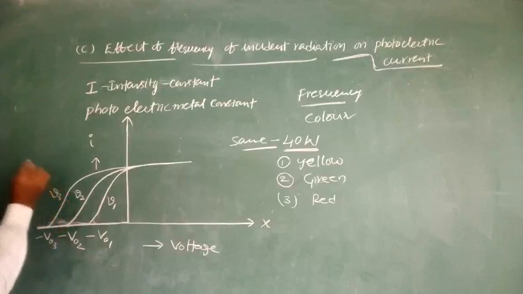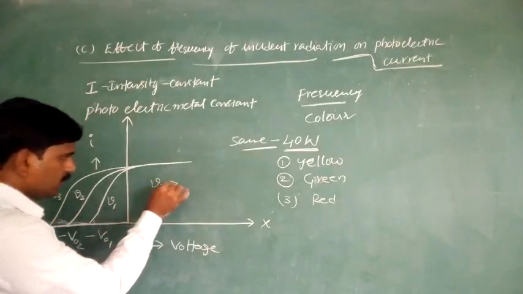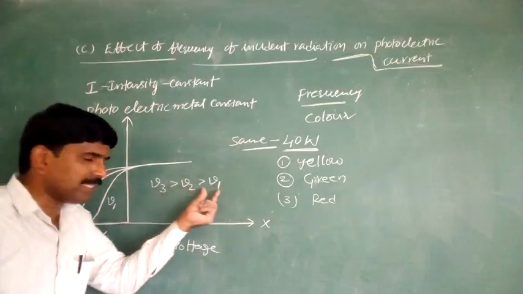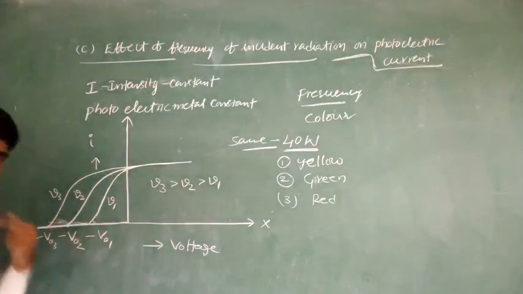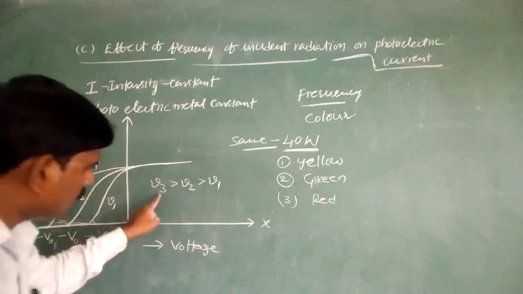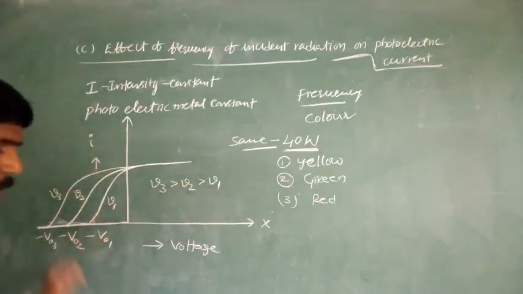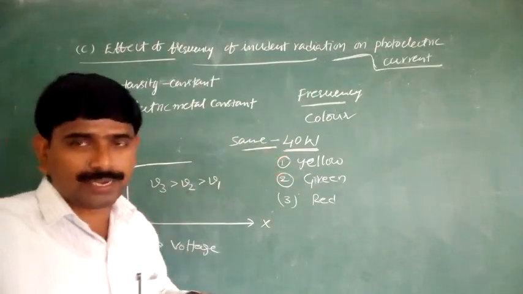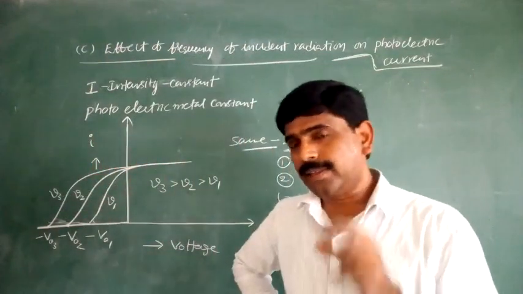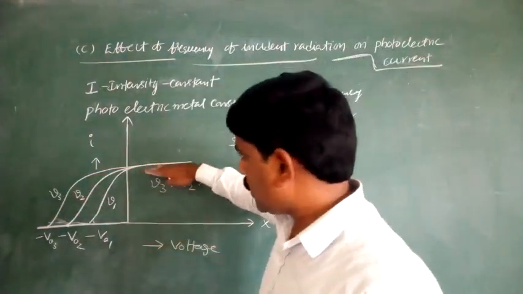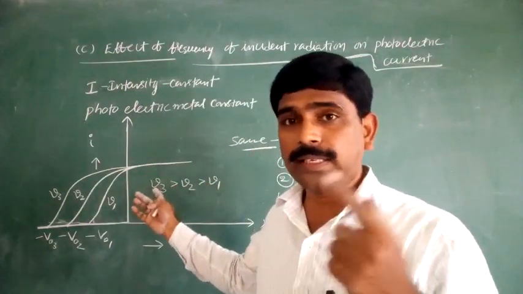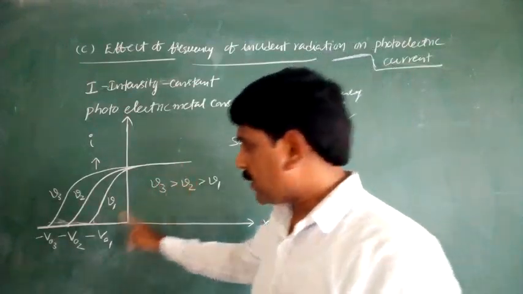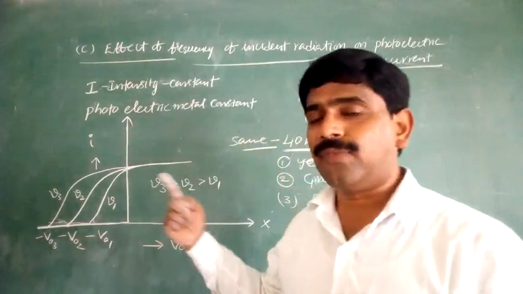Here nu3 is more than nu2, which is more than nu1. When the frequency increases, the stopping potential also increases. Here the intensity is kept constant, but different colors of radiation are used. The saturation current is also constant. Why? Because the intensity does not change, so the photoelectric current does not change. But the stopping potential values are different for the different frequencies.